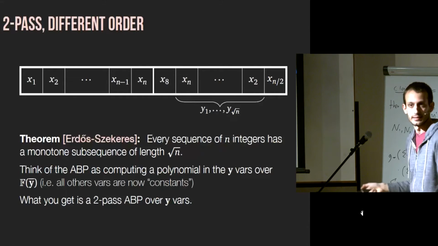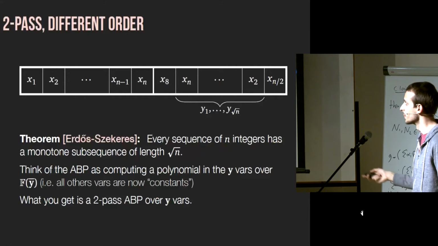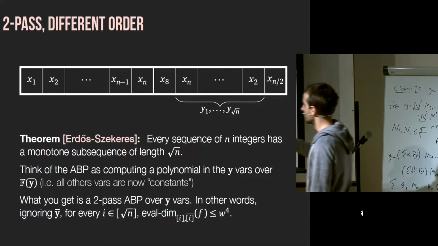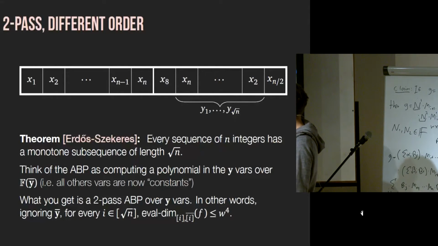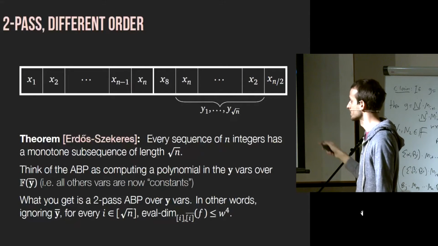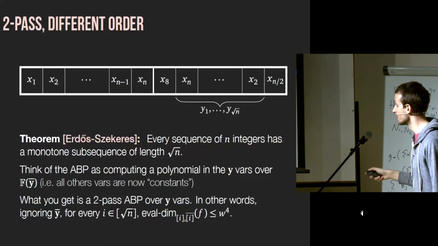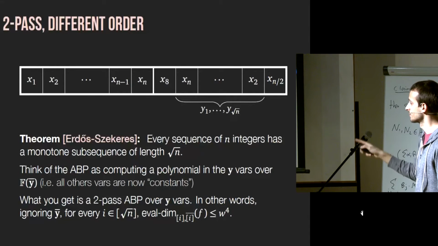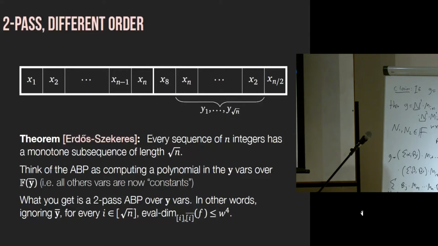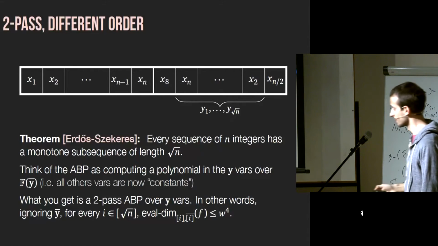And this is great, right? Because we're seeing the same order, which is good for us. For every I, now my indices are 1 to square root n, the evaluated dimension of I and I complement is small, but this dimension is taken over this field. Yeah, this is the tricky thing.